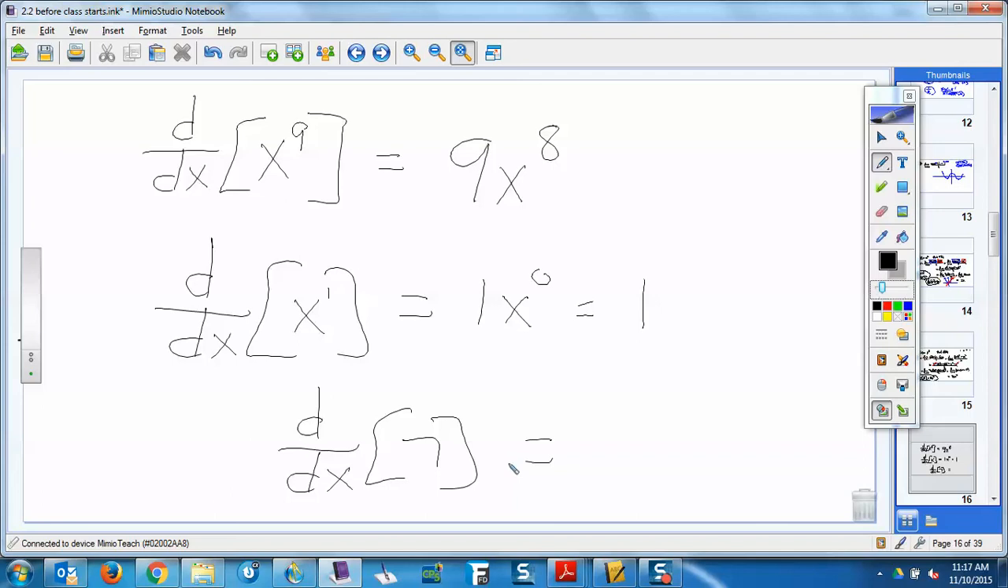Horizontal line. What's the derivative of 7? It's got to be 0. What's the derivative of 9? Derivative of 10. Derivative of a constant has to be 0. Does that fit in with this?